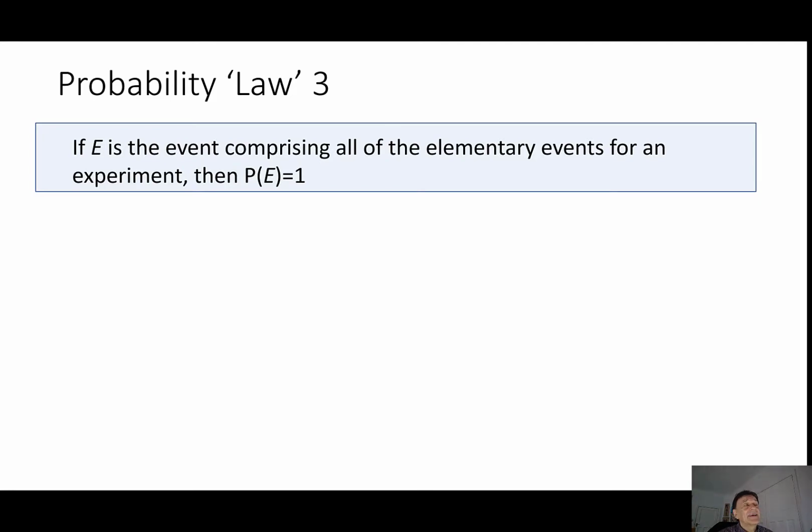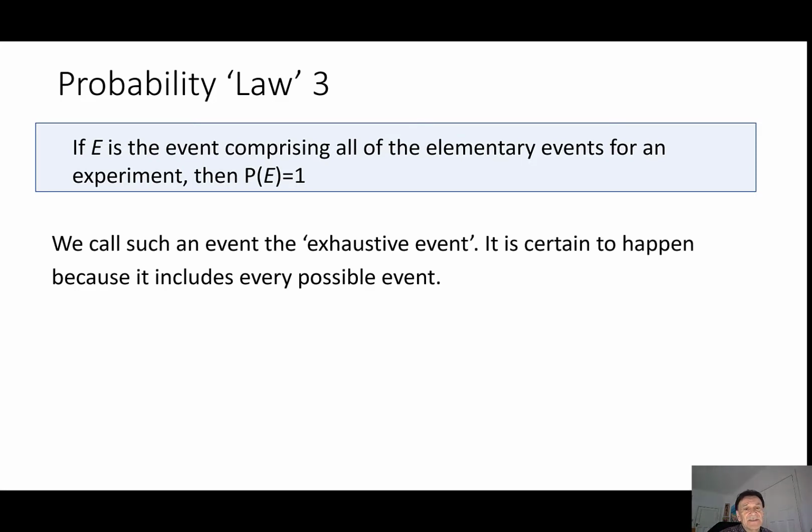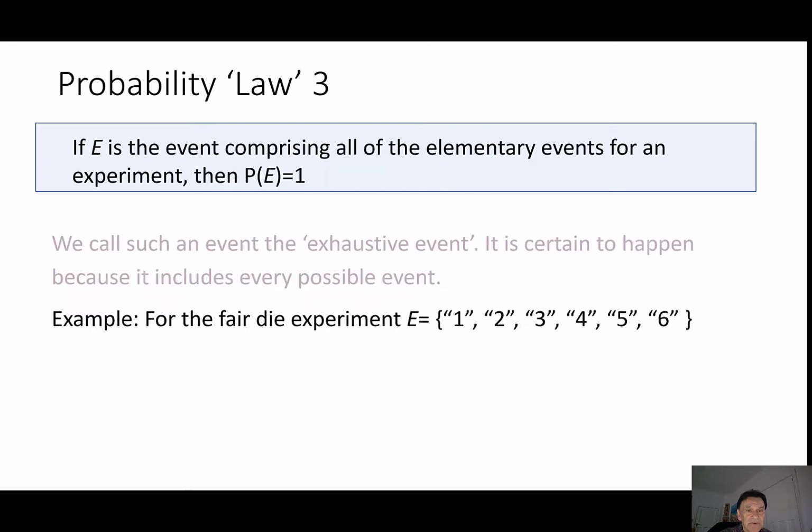That's effectively saying that the probability of an event that is certain is equal to 1. And these certain events are also called exhaustive events. It's certain to happen because it includes every possible event. So again, for the die roll experiment, the event E is just the event a 1 or 2 or 3 or 4 or 5 or 6.